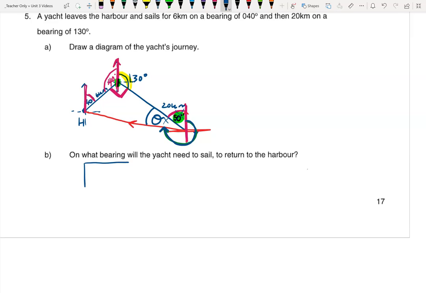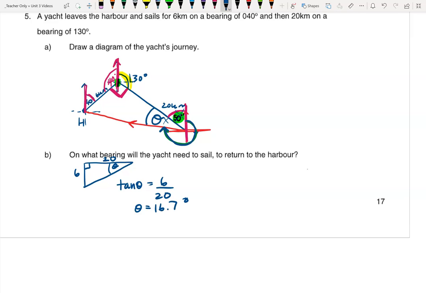So I'm just going to redraw our triangle so we can see exactly what we've got. 6, 20, and we want to find angle theta. So I'm going to use the tangent ratio. Opposite 6, 20 is adjacent. So that gives us theta as 16.7 degrees.